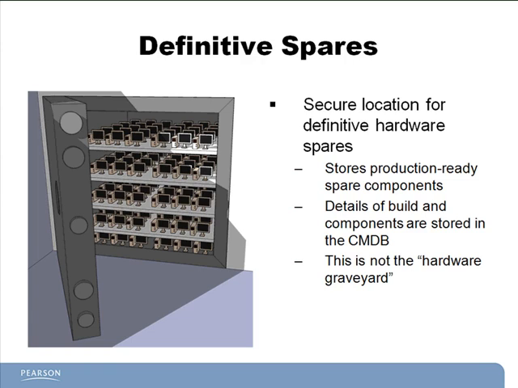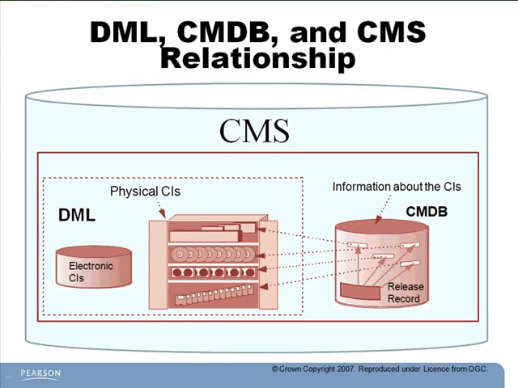Some companies like to keep a lot of stuff in their Definitive Spares closet because they can replace broken hardware faster if they have it on hand. Other companies like to keep their Definitive Spares to a minimum because there's no guarantee that it'll be used up before it's obsolete. Just like the DML, the contents of the Definitive Spares is listed in your CMS or your CMDB. During the Service Asset and Configuration Management process, we said that all CIs, which are hardware, software, people, documentation, and the relationships between those components, are stored in the CMDB.